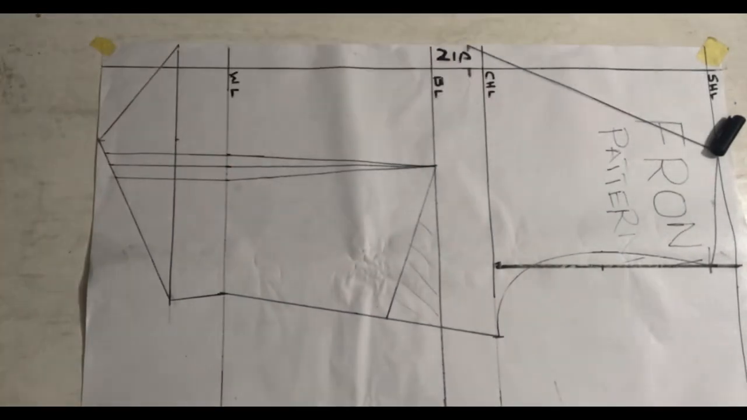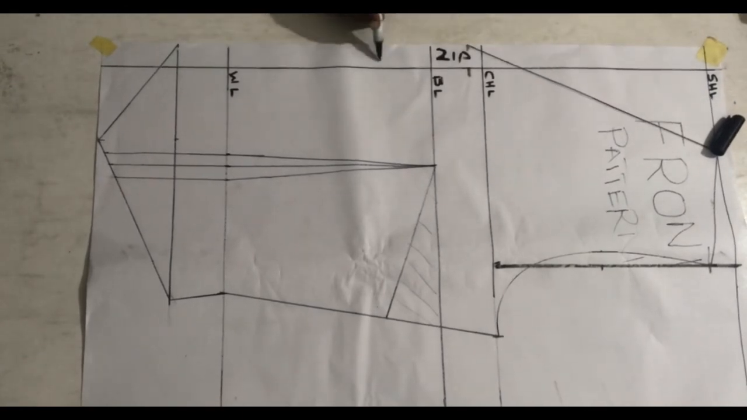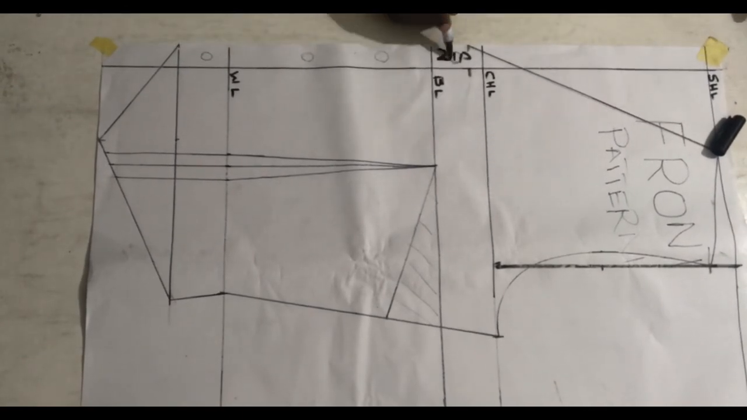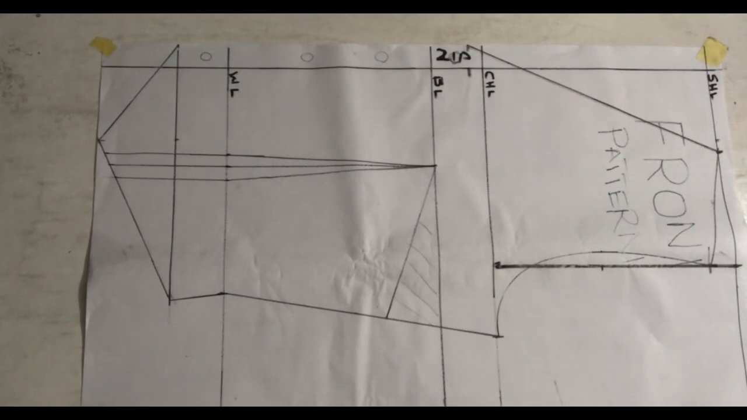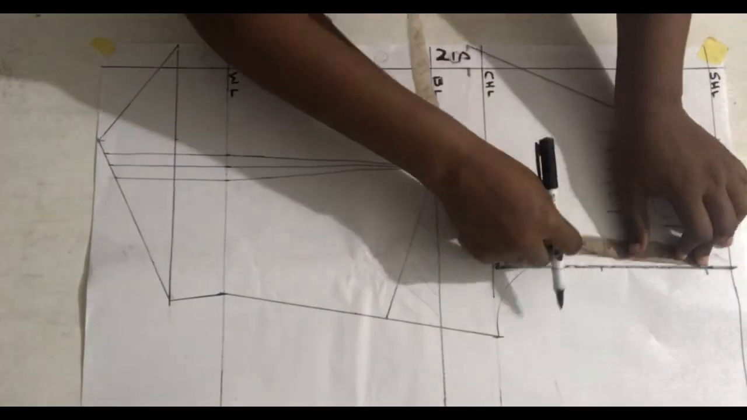So after I was done bringing out my dart legs, this is where my button is going to stitch. This is the number of buttons I'm going to have, 4 buttons. So the next I'm going to do is to do my princess dart.